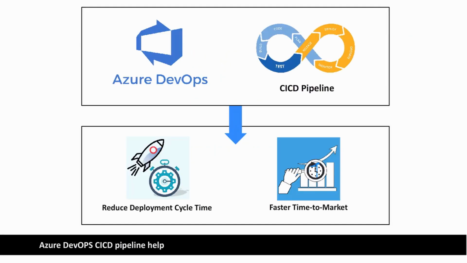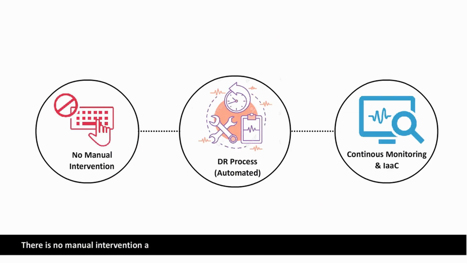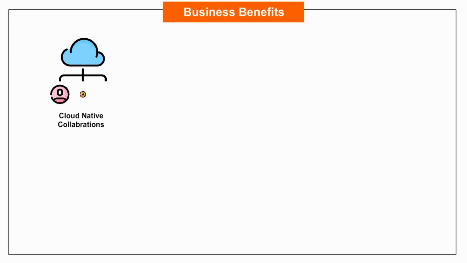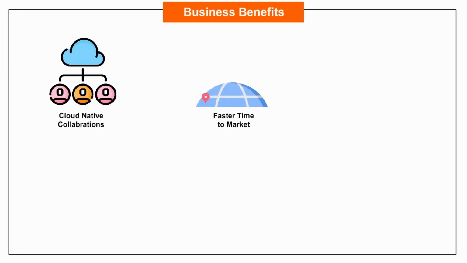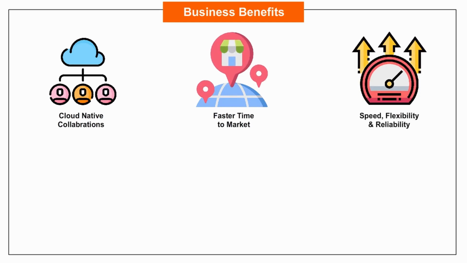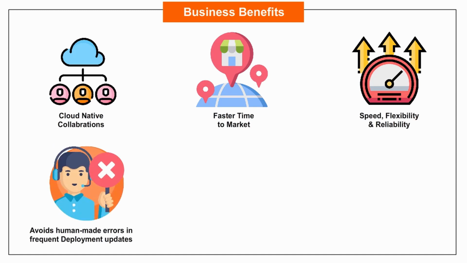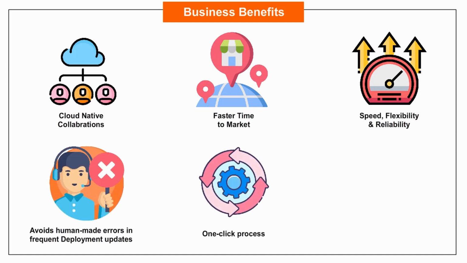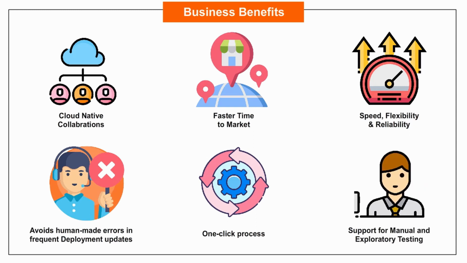Azure DevOps CI/CD pipeline helps us reduce deployment cycle time and ensures faster time to market. There is no manual intervention and the DR process can also be automated based on continuous monitoring and IaaC. Business benefits: cloud-native collaborations, faster time to market, speed, flexibility and reliability. Avoids human-made errors in frequent deployment updates. One-click process. Support for manual and exploratory testing.